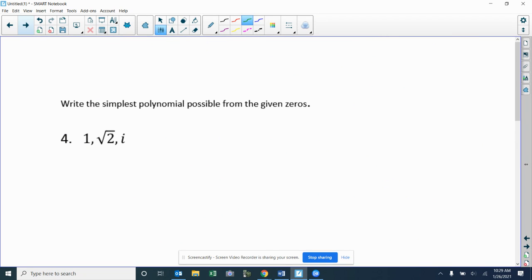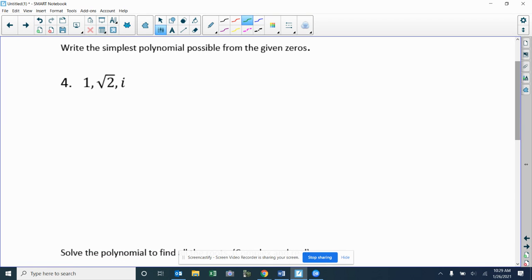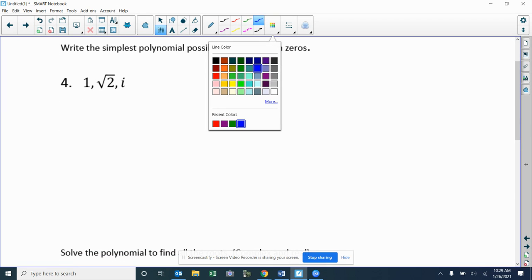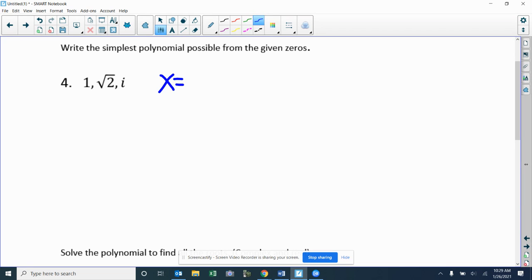All right, I made number 4 a little easier than yesterday's problems. So let's roll with number 4 now. We have x equals 1. We have x equals the square root of 2. And we have x equals negative square root of 2. Remember, if we have one irrational, we have another.